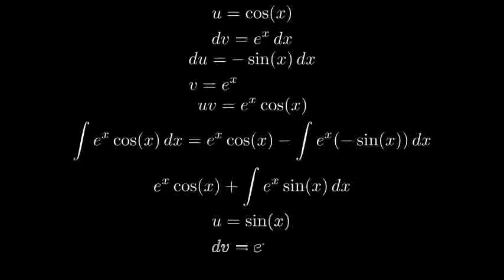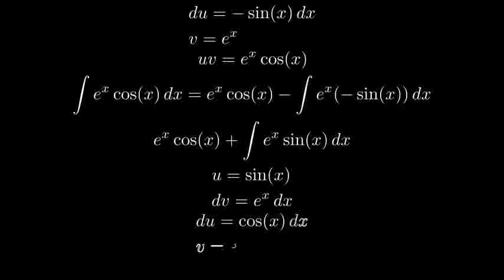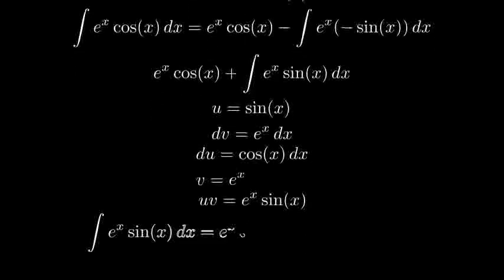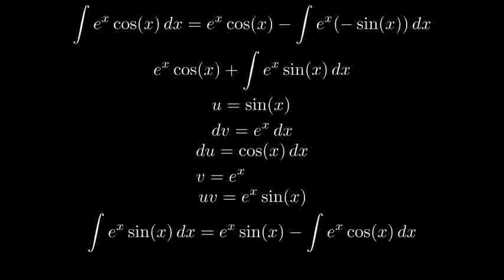Let's again use integration by parts on the new integral, with u equals sine of x and dv equals e to the x dx. Then du becomes cosine of x dx, and v becomes e to the x. We'll apply the integration by parts formula again. After applying integration by parts once again, we have the original integral equals e to the x cosine of x plus e to the x sine of x minus integral e to the x cosine of x dx.